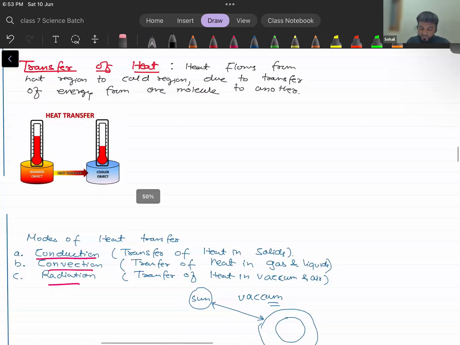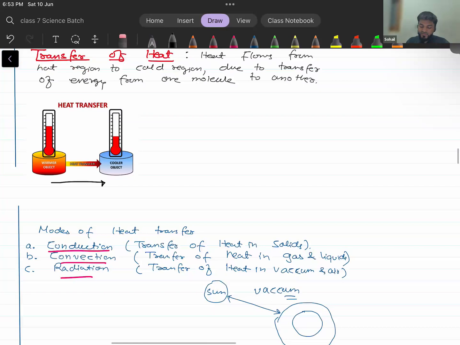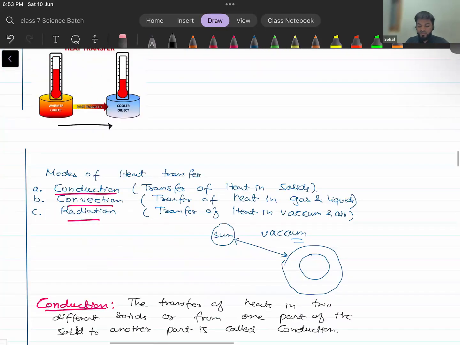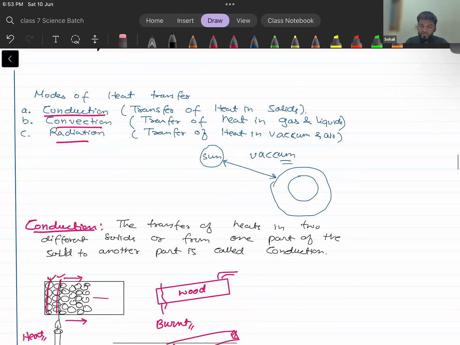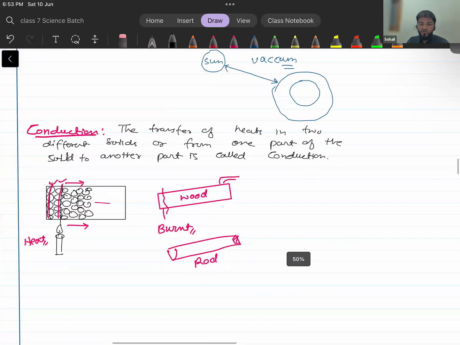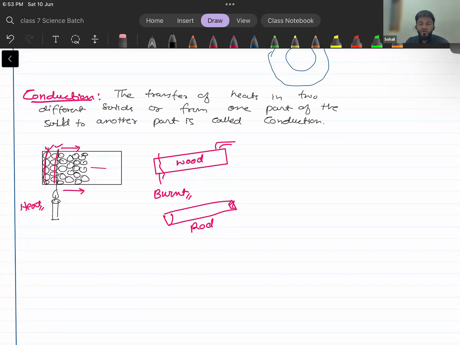See in this figure, heat is transferring from a warmer object to a cooler object here. And modes of heat transfer are basically three: conduction, convection, and radiation. We were talking about conduction. Now what did we discuss about conduction? It is the mode of transfer of heat in which medium? Sir, in solid. Okay, what else do you know about conduction from our previous discussion?